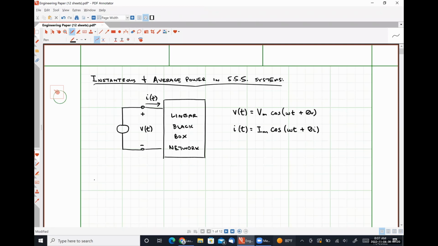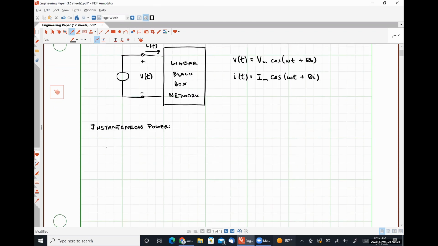The instantaneous power, which is the power as a function of time, p(t), absorbed by this linear black box network, is what? Do you guys have any idea what the power might be? Very basic level, i times v. Always, always, always, the power is simply i times v.